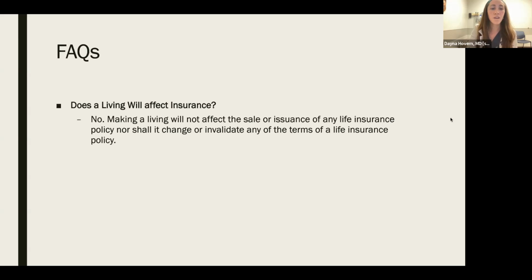Okay. Does a living will affect insurance? No, just because we're having these conversations, it really shouldn't affect your ability to get any kind of insurance, whether it's health insurance or life insurance. And I legally don't think that it can. So it should not affect insurance at all. It can only help you and your family be prepared for worst case scenarios.